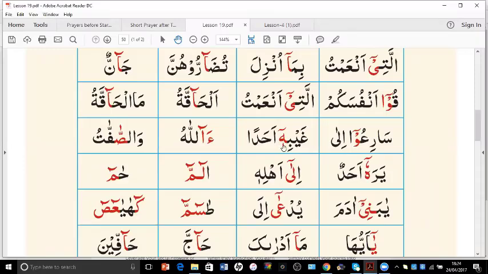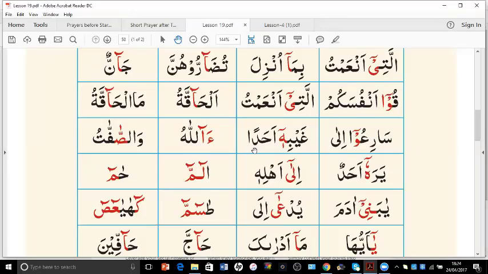There's a ha with a vertical fatha. Normally 2 seconds, but this one has the mad saghir on the top, so 3 seconds minimum. He. Well done. Ghaibihi. Well done. A. Ha. Aha. Done.